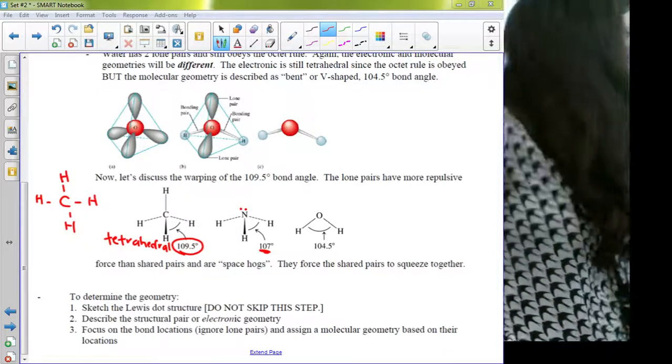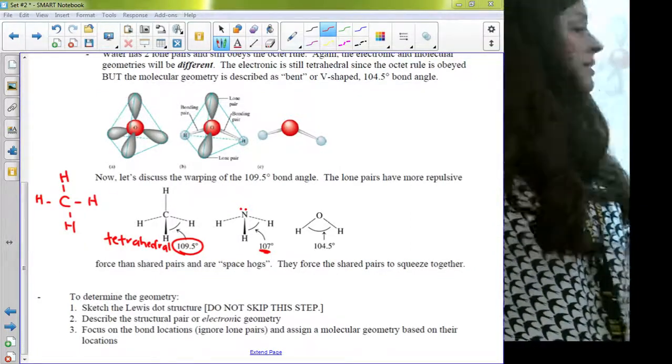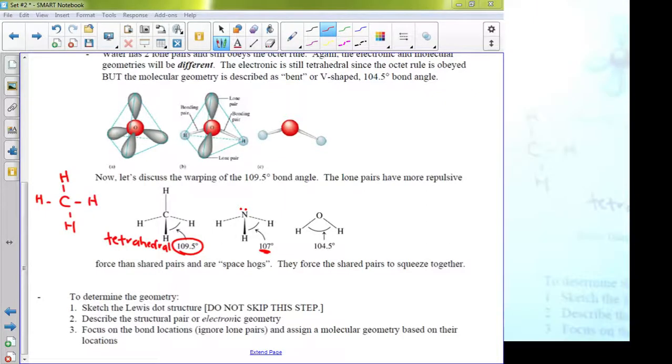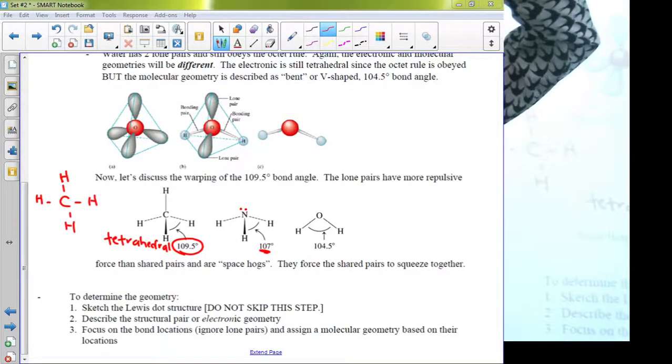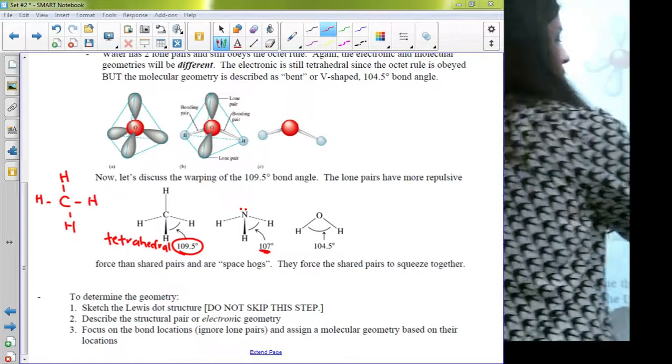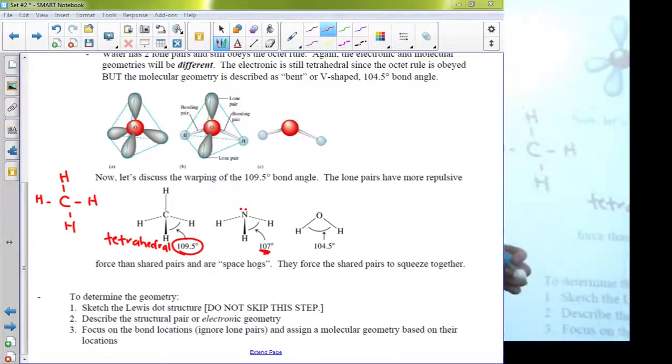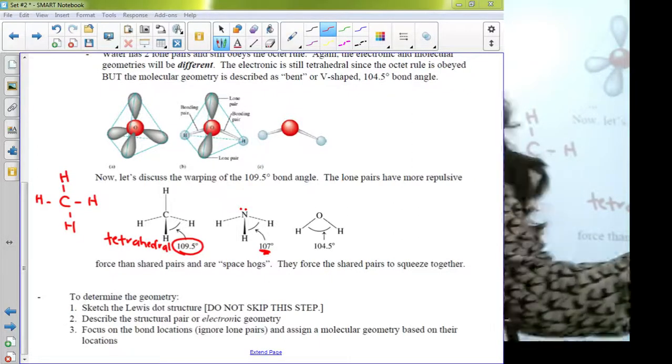Tetrahedral. My bond angle went down because I have a what? Lone pair. So that lone pair causes these hydrogens to be what? Pushed down even further. So now my bond angle is 107 degrees. Okay? Now, is the shape of this still considered tetrahedral? No. What did we say this shape is? Trigonal pyramidal. Just trigonal pyramidal.